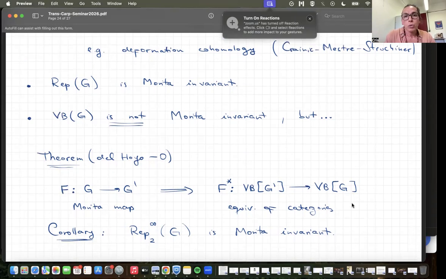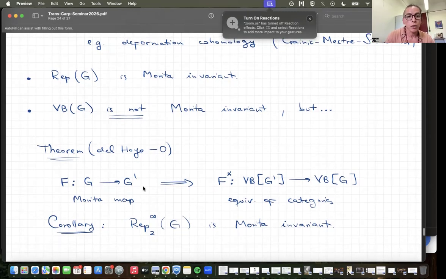Combining our results with a previous result by Gracia-Saz and Mehta, which tells you that looking at VB groupoids is the same as looking at two-term representations up to homotopy. What is really invariant in this case is the derived category of representations up to homotopy. So this is a corollary of this theorem.